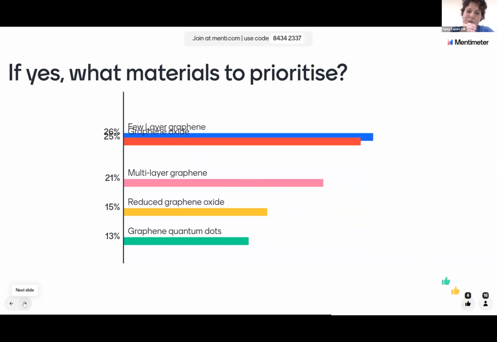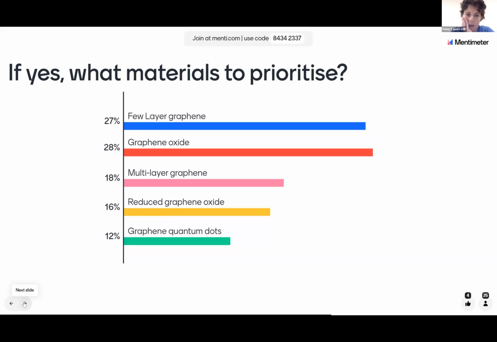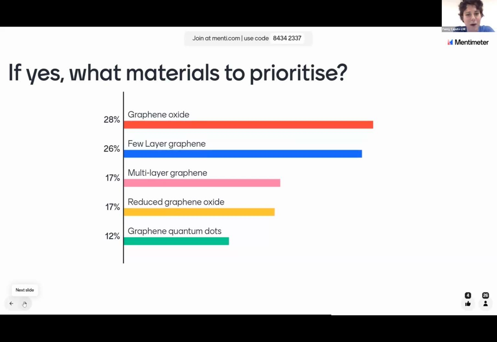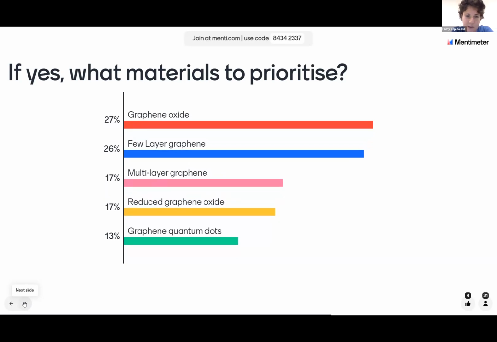What would be the one or the ones that you consider the highest priorities? And here there is quite well, between graphene oxide and few layer graphene, they are both on the top list. So I will give you some time. This is a bit more complex to answer, let's say.